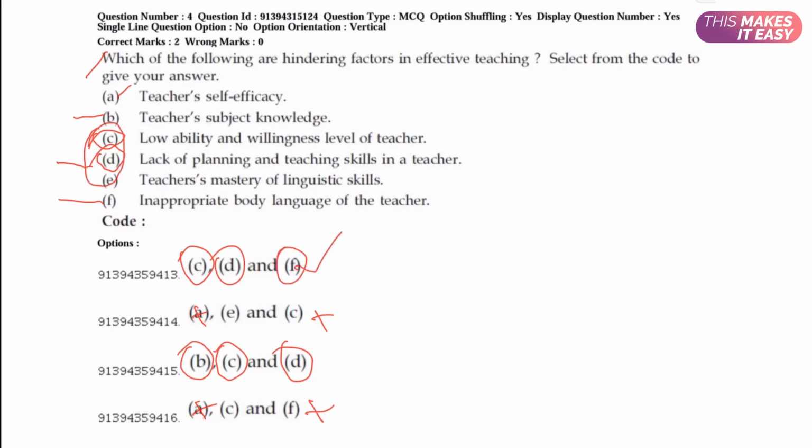So even without reading these three statements, we have answered the question. That is the beauty of the elimination method. Otherwise, if we read every statement and decide whether it is a hindering factor or not, then it will take more time. Then again you have to see which options have this statement and which options don't have this statement. So it will take a lot of time. Let's move into another question.